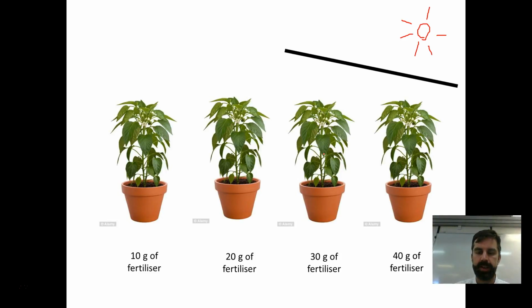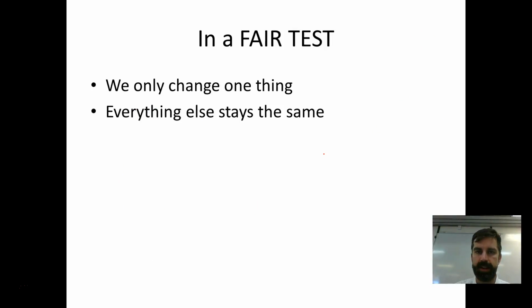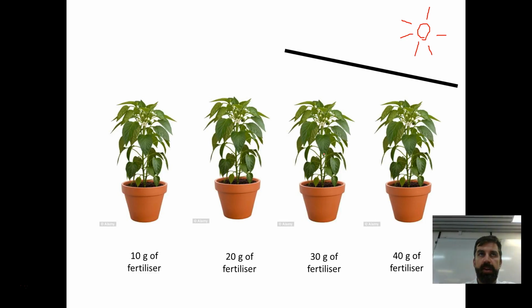So this just brings me to my last point that I want to make, is that it's really important that your experiments are a fair test. Now what that means is that in a fair test, we only change one thing at a time, and we keep everything else the same. So if we look back at this experiment, the thing that we're changing, and we call that the independent variable, the thing that we're changing is the amount of fertilizer.